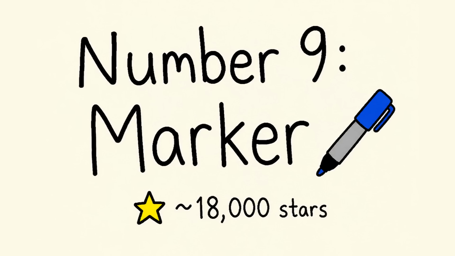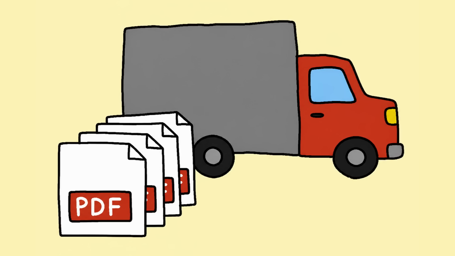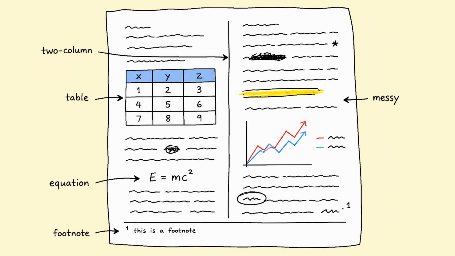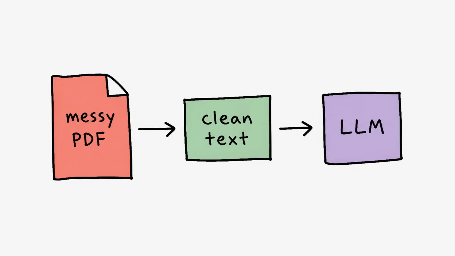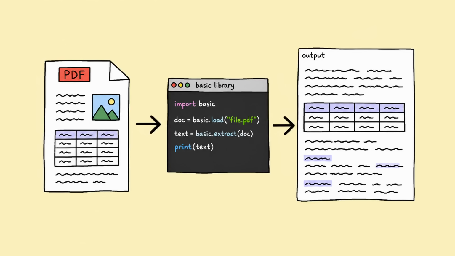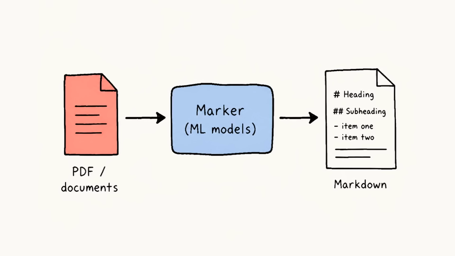Number 9, Marker, around 18,000 stars, and it exists because, well, the real world ships documents as PDFs. So here's the actual problem. Your knowledge lives in PDFs, EPUBs, Word files, scanned reports, research papers, manuals with these 2-column layouts, tables, equations, footnotes. And to feed any of that to an LLM, you need clean text. And PDF is one of the most hostile formats to extract cleanly. Pull text out with a basic library and you get scrambled column order, tables flattened into nonsense, headers interleaved with body text. And then the model reasons over corrupted input, and surprise, you blame the model.